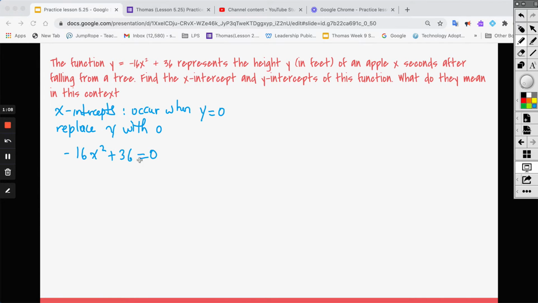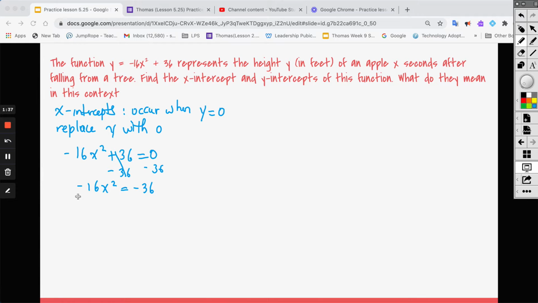Then, because there's no b term, no linear term in this equation, that's a good indication that we can use square root to solve. So what we would do is subtract 36 from both sides. So we have negative 16x squared is equal to negative 36.